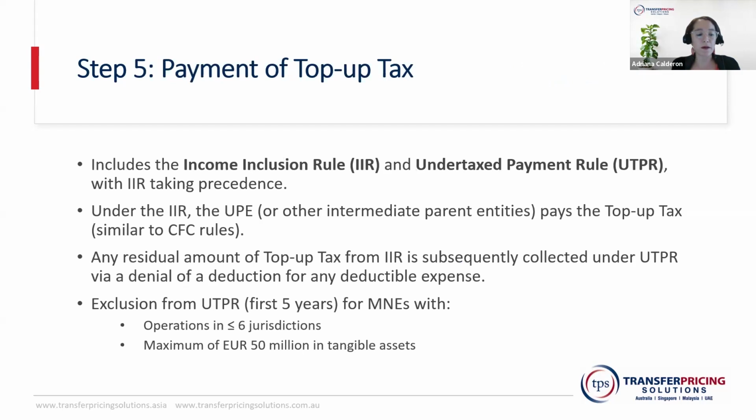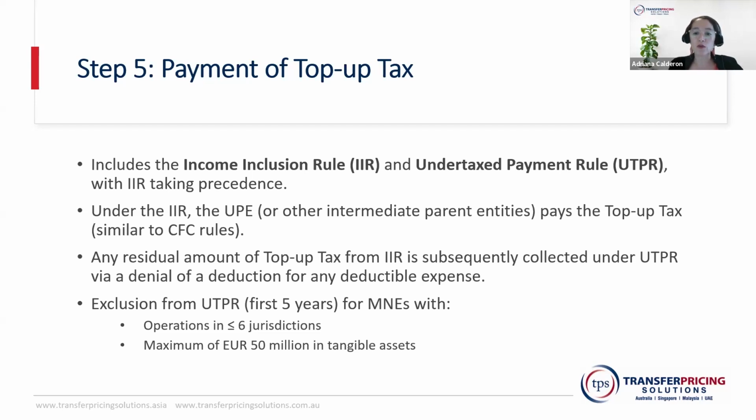Then we have step number 5, which is where things get a bit tricky. If I have to pay a top-up tax, how or where do I pay it? That's where we have the income inclusion rule and the undertaxed payment rule, which basically govern where the company has to pay the top-up tax.